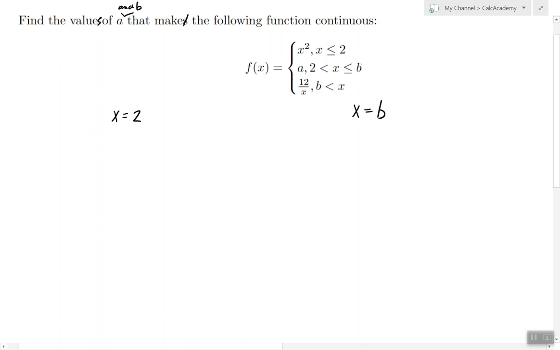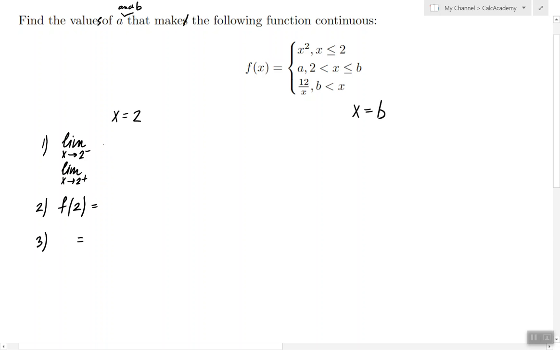So to make sure that the function is continuous at 2, we have to make sure that the limit of the function as x approaches 2 from the left is the same as the limit of the function as x approaches 2 from the right. Then we have to make sure that f of 2 exists, and then we have to make sure that all these three values that we find are the same.